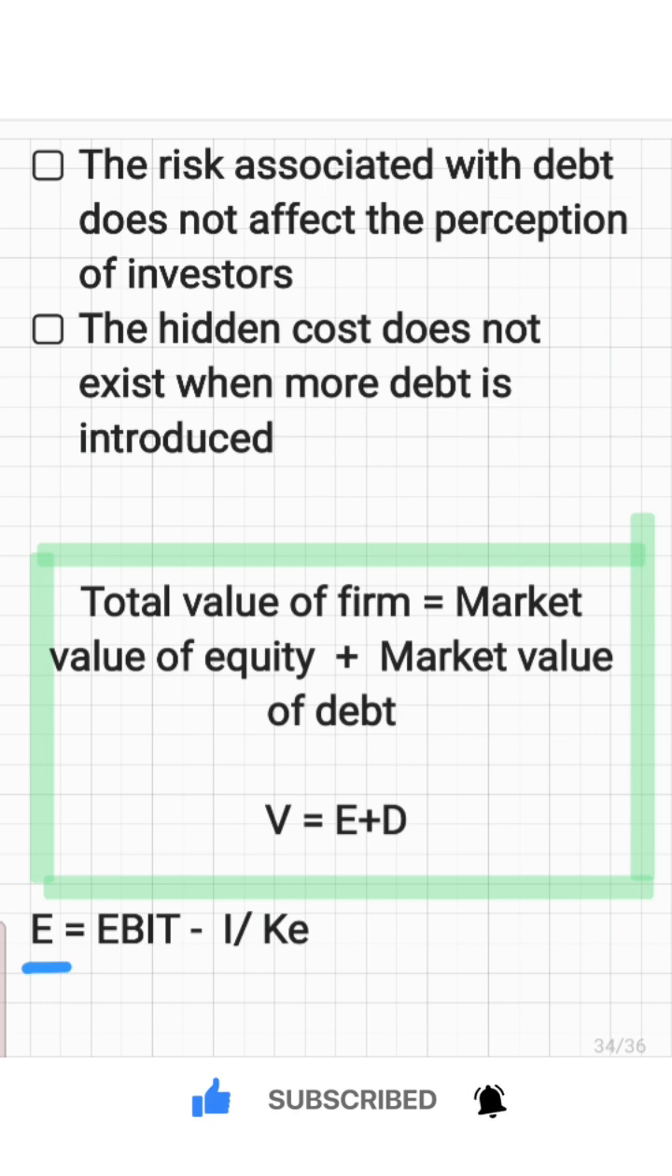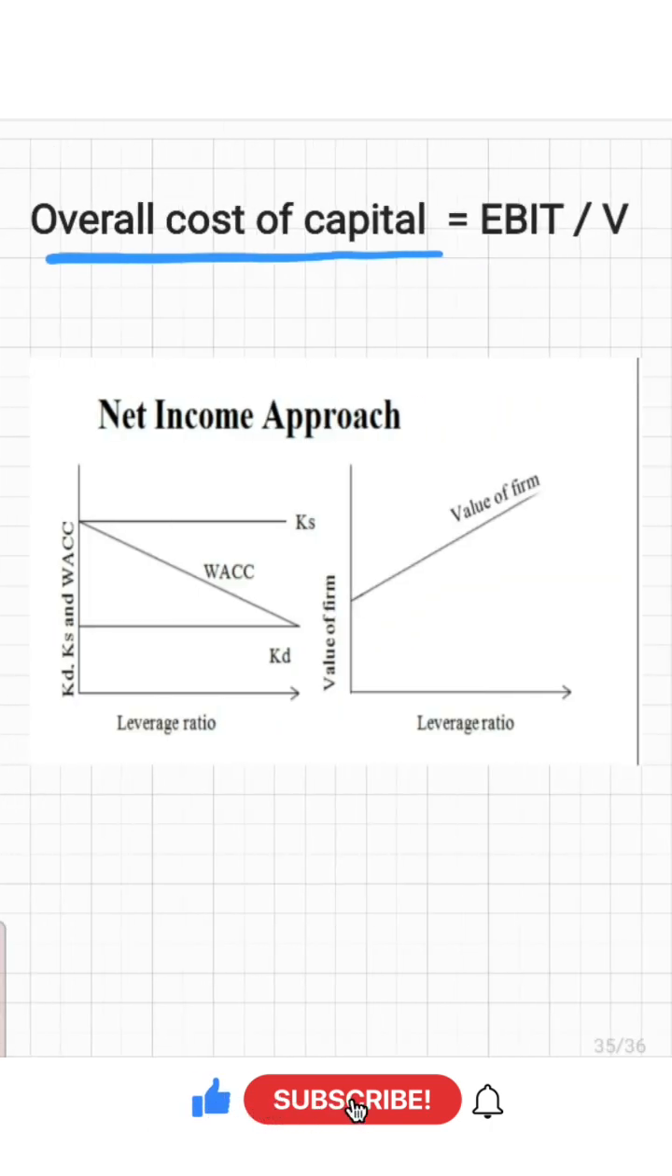And the value of firm. Total value of firm has a formula: market value of equity plus market value of debt, V is equal to E plus D. Market value of equity can be found using the formula EBIT minus I by KE. EBIT means operating profit, earnings before interest and tax, I means interest on debt, and KE means cost of equity capital. And overall cost of capital can be found using the formula EBIT by V, that is earnings before interest and tax divided by value of firm.